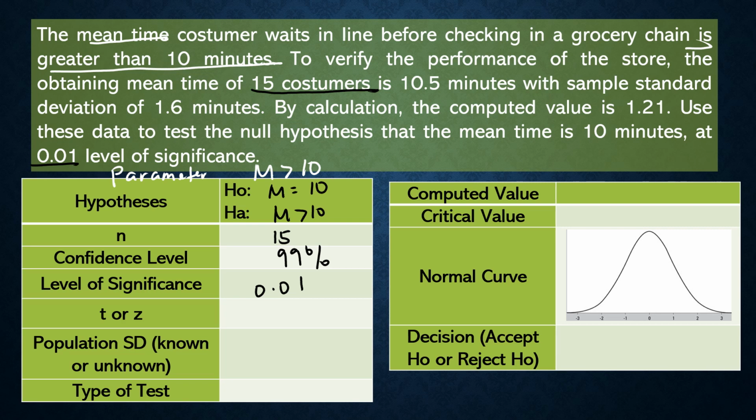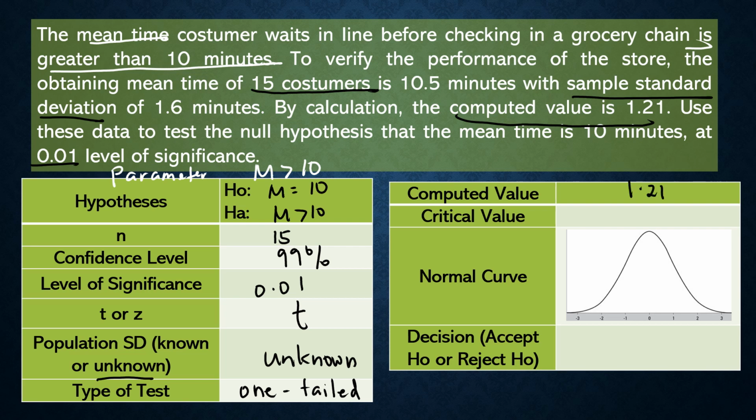Now, in order for us to find the appropriate test statistic, since our n is less than 30, automatically we're going to use t. At the same time, we're dealing with sample standard deviation. Since we're dealing with sample standard deviation, automatically the population SD is unknown. Now, for type of test, since we're dealing with greater than in our alternative hypothesis, automatically our type of test is one-tailed. Now, how about the computed value? The computed value is in the given problem, which is 1.21.